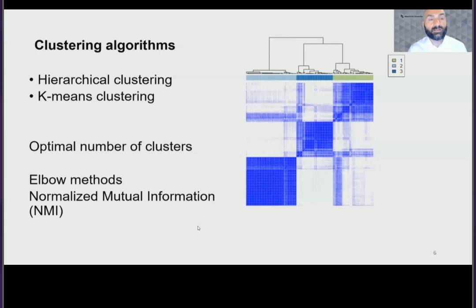So then we moved on to our clustering methods. We used hierarchical clustering and k-means as a non-hierarchical clustering method. The optimal number of clusters was determined across the 2 methods and across all the cohorts using the elbow method and normalized mutual information. We identified 3 clusters as the optimal number of clusters.